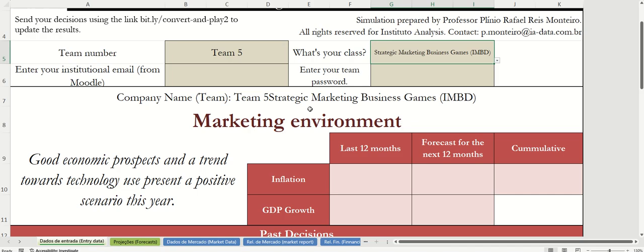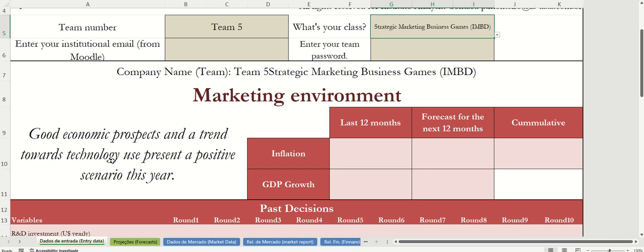So one important thing that you need to check is your marketing environment. In this case, you can see here that we have what we expect in this round. We are in round one, and this explanation here shows what you may expect in this first round. So we may expect good economic prospects and a trend towards technology use present a positive scenario this year. So it means that you have a positive scenario for this variable.